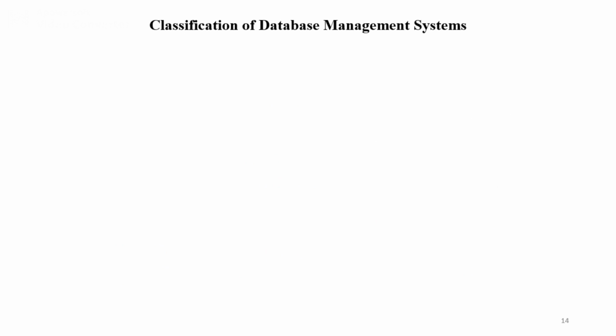Next topic is classification of database management systems. Several criteria are normally used to classify a database management system. Basically, 4 criteria are there. The first criteria is based on the data model, the second criteria is based on the number of users, the third criteria is the number of sites, and the last criteria is based on the cost. So we have classified the DBMS system.